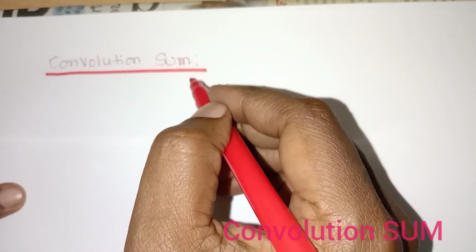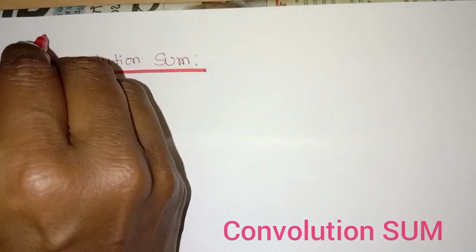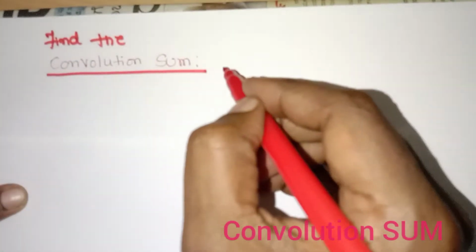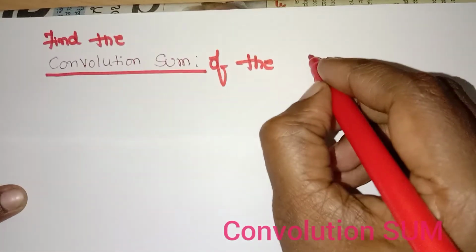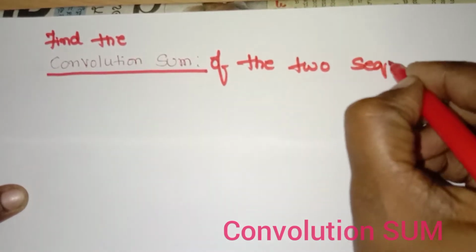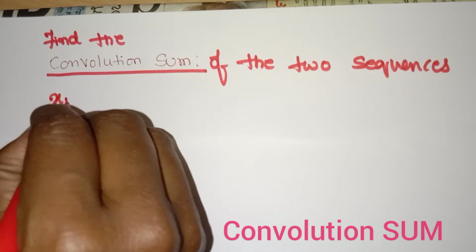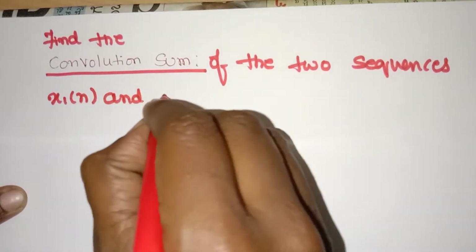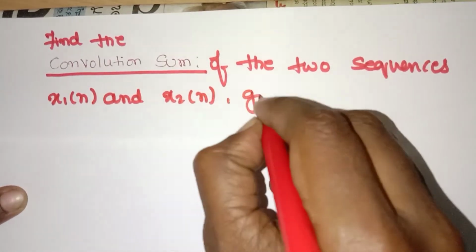Okay, just first you note down the question. Find the convolution sum of the two sequences x1 of n and x2 of n given below.